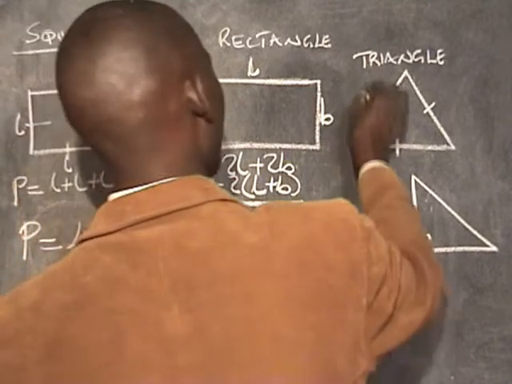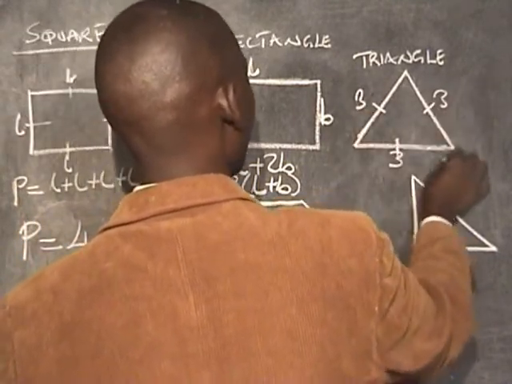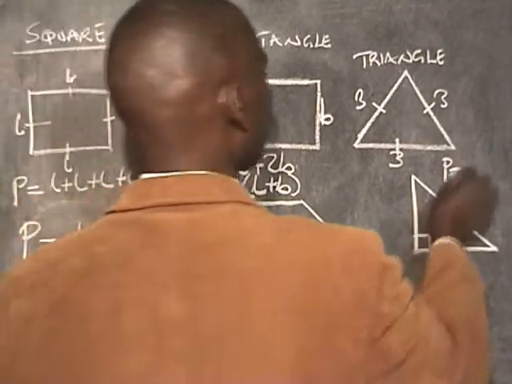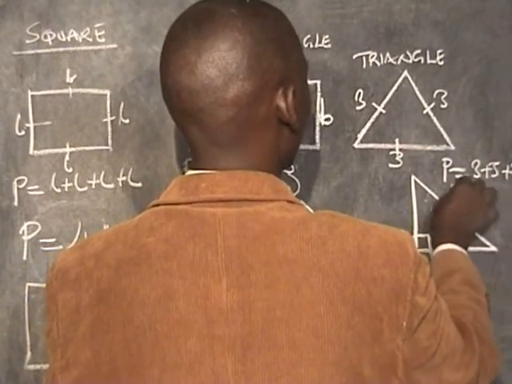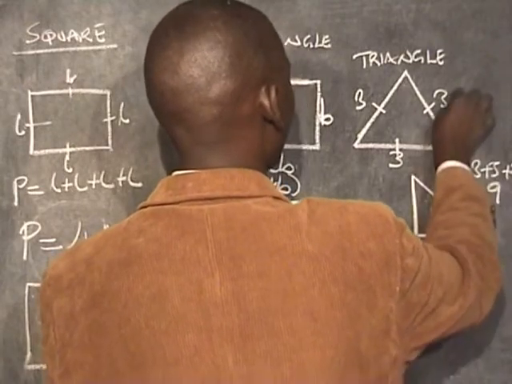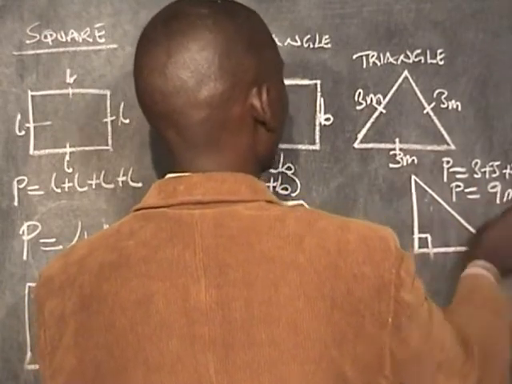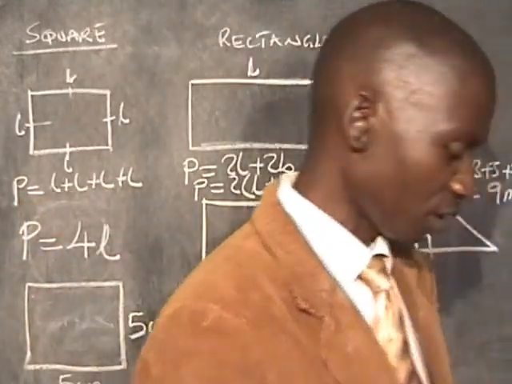And for this triangle, if this is 3 units, that is 3 units, 3 units. Perimeter simply means the total distance around the shape. So what you have to do is 3 plus 3 plus 3, and this way perimeter is equal to 9. And the units are not given. If this is in meters, then this can be 9 meters. So perimeter simply means the total distance around the shape.